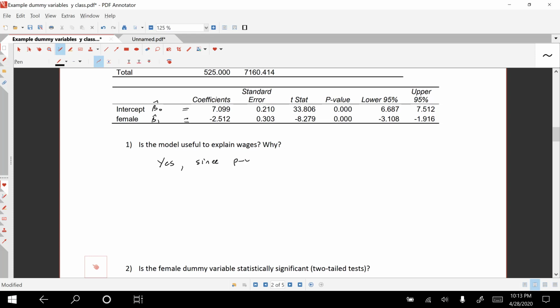Since the p-value for the F statistic is less than 0.05, so at the 5% level, therefore, the model is useful for prediction.